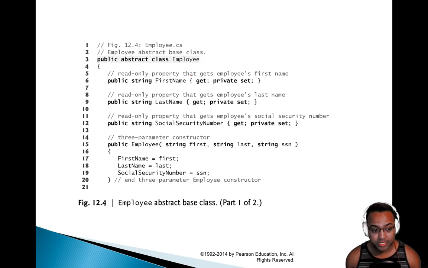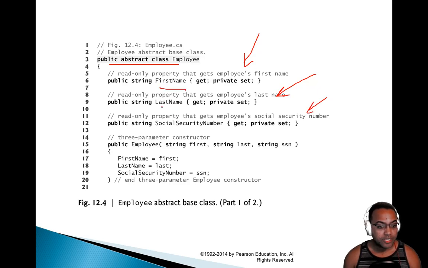So, and this is what it looks like. This is an abstraction. All right. So we have the public abstract class. We have the get sets. Okay. These are our properties. Remember, first name, last name, and social security number are read-only. They are read-only.